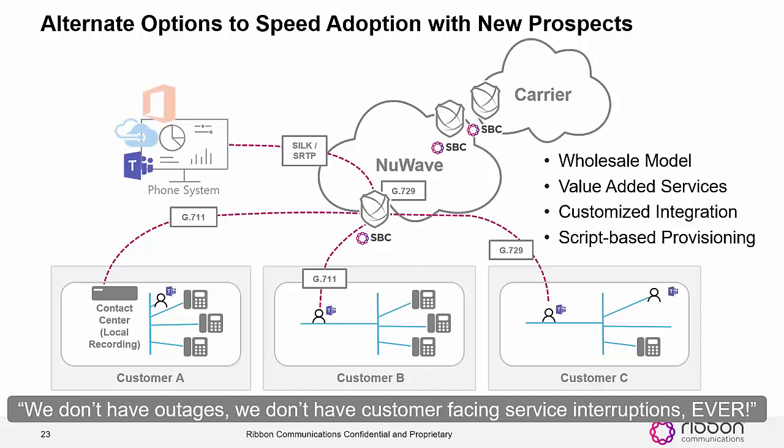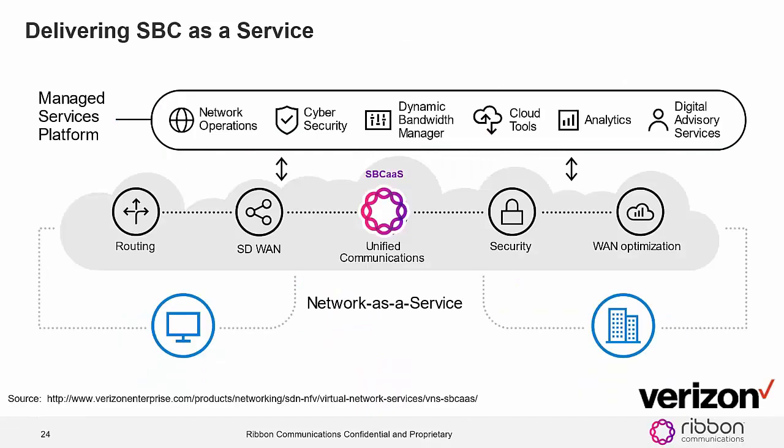Just a quote from NewWave, when we talked to them, they said, "We don't have outages. We don't have customer-facing service interruptions ever." So that's a proof point of customers that have deployed direct routing with Ribbon SBCs. NewWave is an example of that, and they're finding value in it.